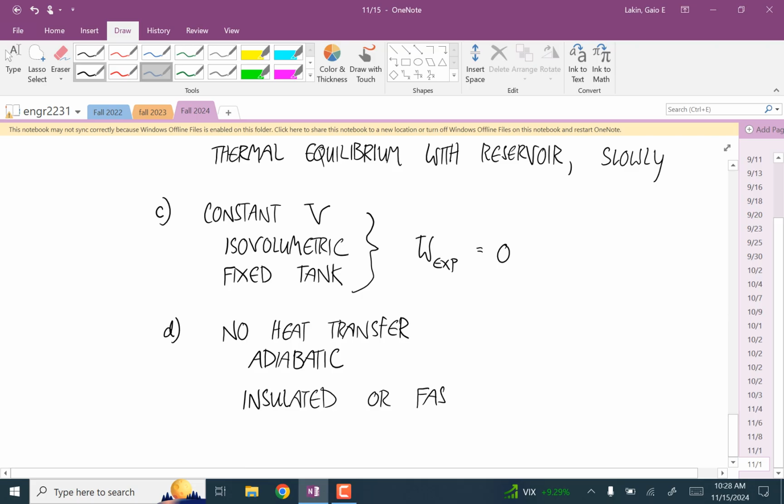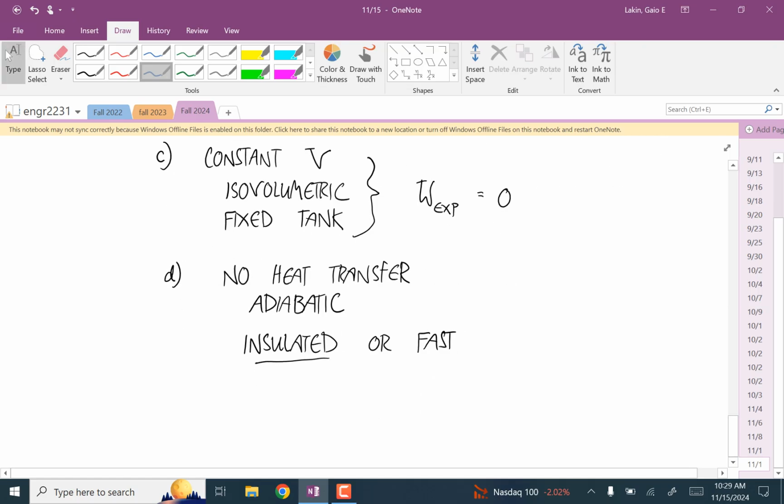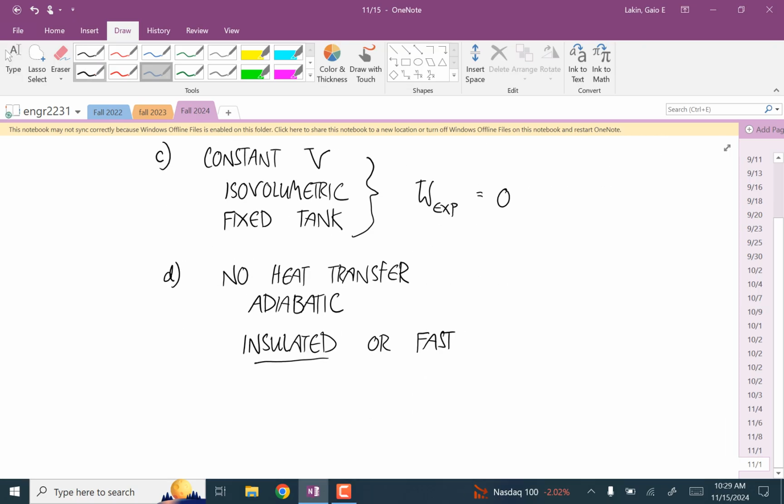Or fast. It takes time for heat to transfer. So if the material is moving through something quickly, it doesn't have time to have significant heat transfer. But usually insulated is the one that it'll say to tell you there's no heat transfer into or out of the system. And it doesn't necessarily mean cold, because you can have heat transfer into your system too, out of your system. But heat can be transferring through the system, just not in or out.